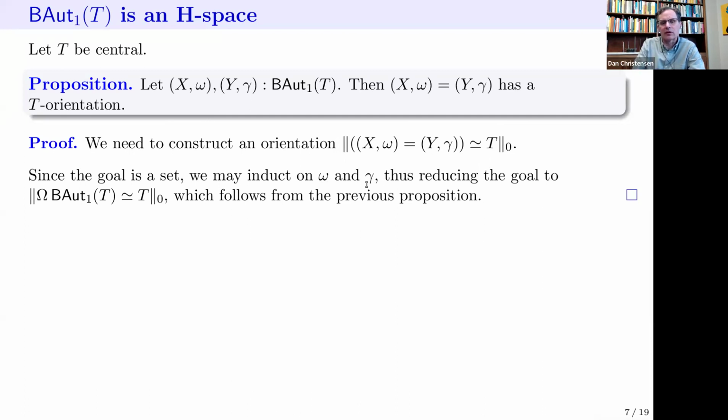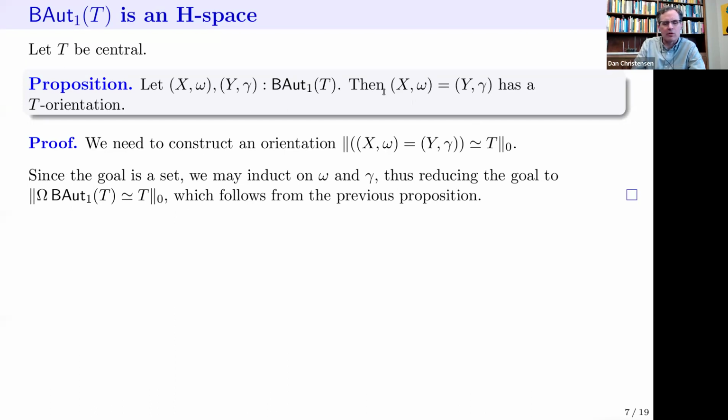And I can use univalence to make those paths and then do path induction so that I can assume I'm at the base point here, that X is T and omega is the identity equivalence, and same for Y. So in other words, I need to show that the loop space of B-1 of T is equivalent to T, which is what I did on the previous slide. I can do it without the zero truncation even once I've removed the truncations here. Okay, so that gives me a way to orient this type.